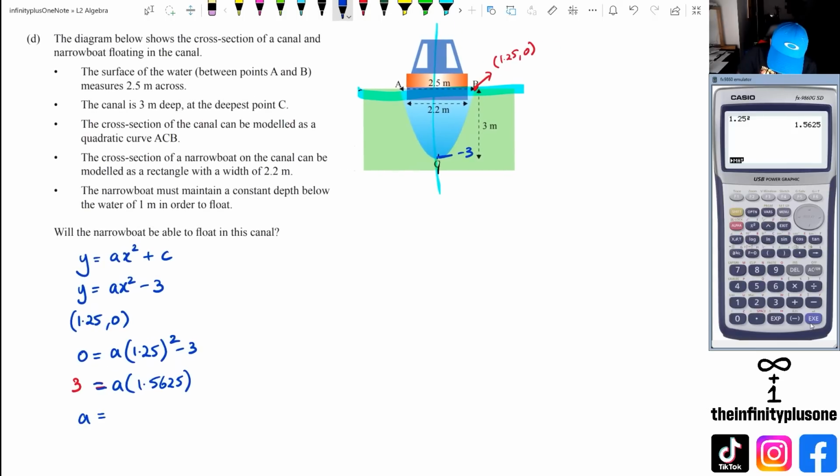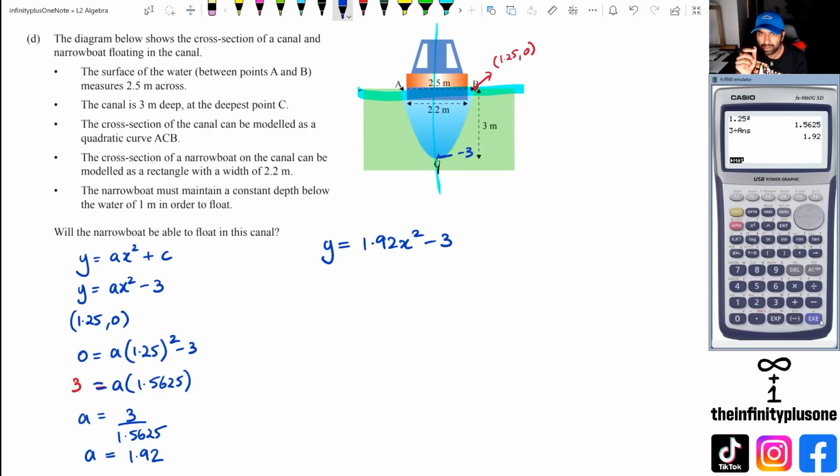So then I can say that a is equal to 3 divided by 1.5625, and whatever that value is, 3 divided by answer, that is 1.92. So with that in mind, I've got the equation of the parabola of the canal: y equals a, which is 1.92x squared minus 3.